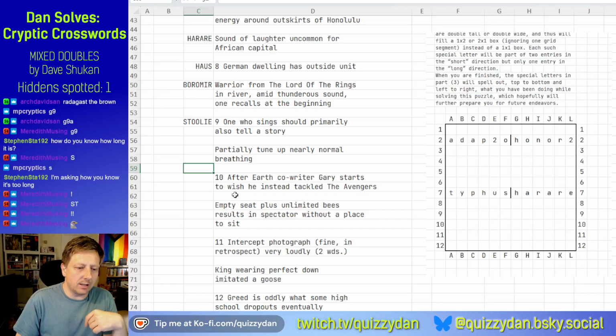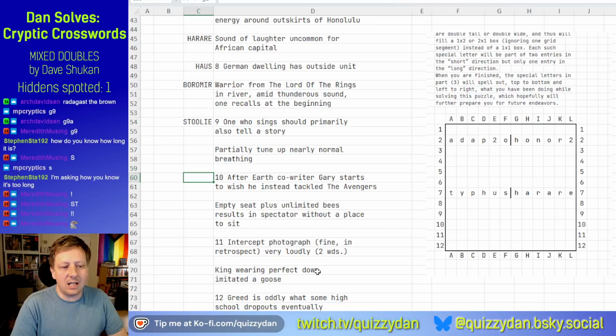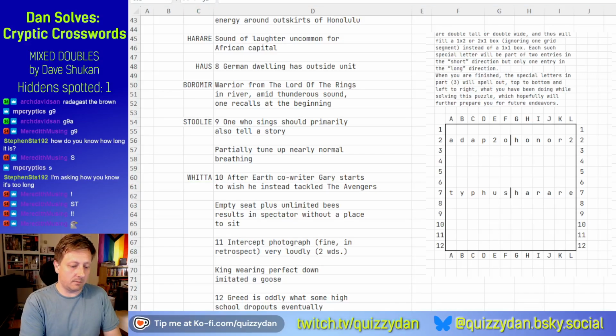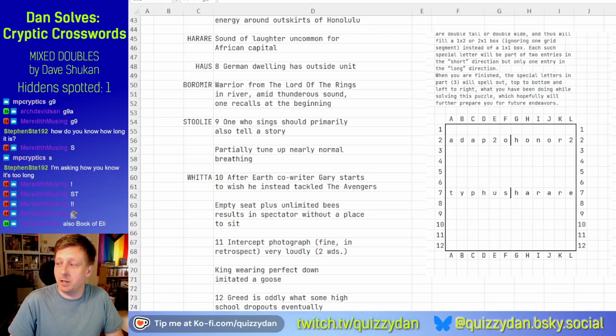After Earth co-writer Gary starts to wish he instead tackled the Avengers. Is it Gary Witter? Because those are the first letters of wish he instead tackled the Avengers. And I can see that as being an answer here. Time to Google that. Gary Witter. There is a Gary Witter! Yes! And co-wrote the film After Earth with M. Night Shyamalan. Always takes me 2 goes at saying that surname. Anyway, there you go. Gary Witter.